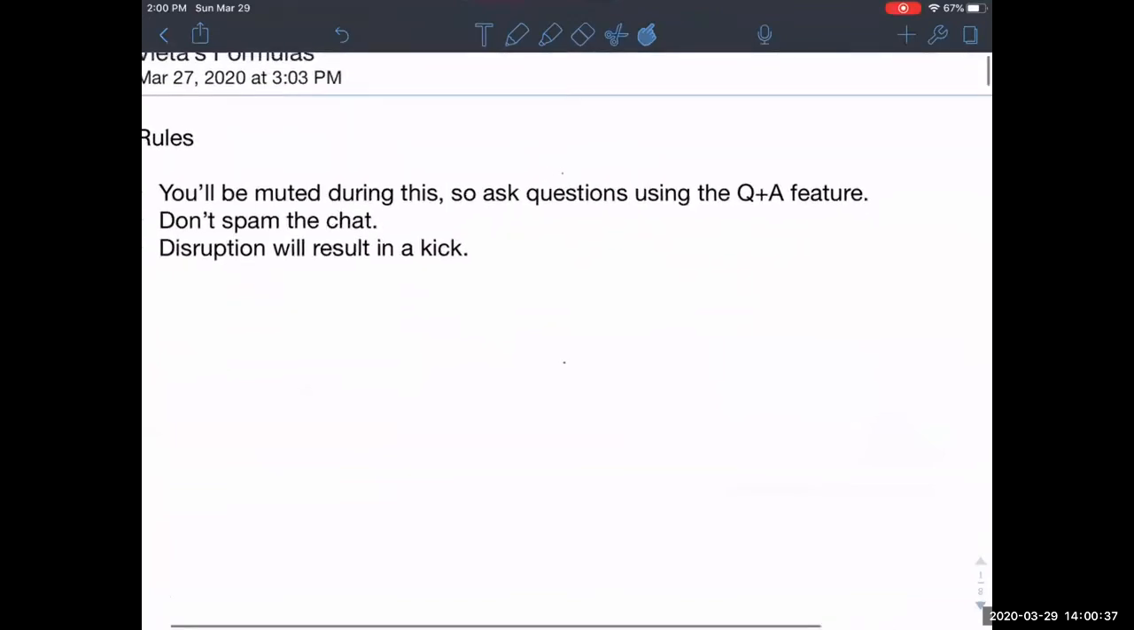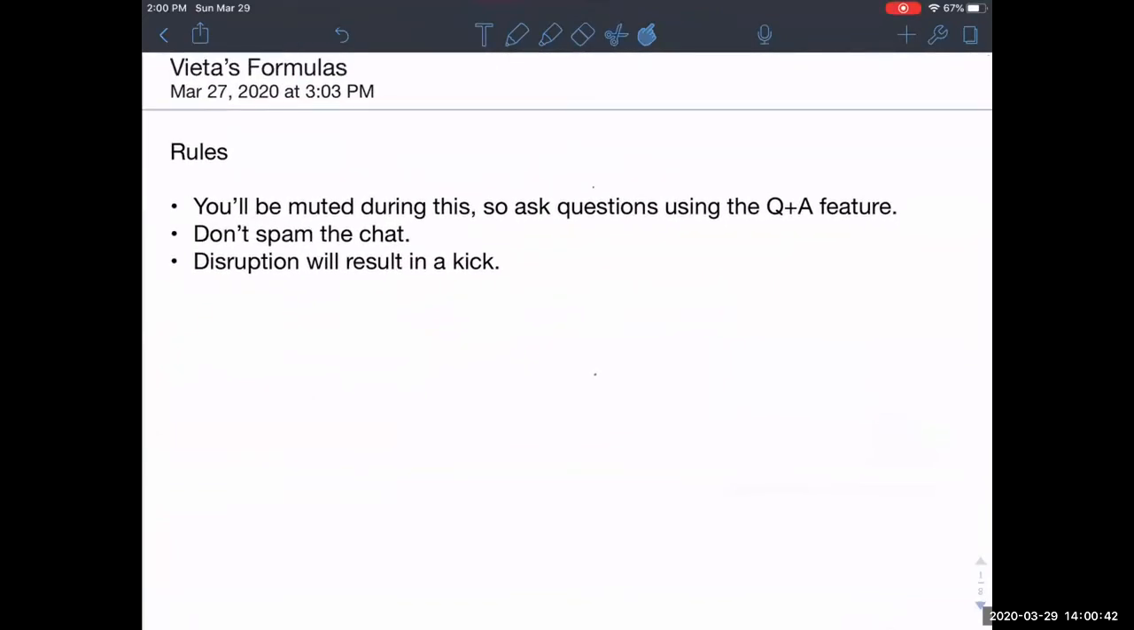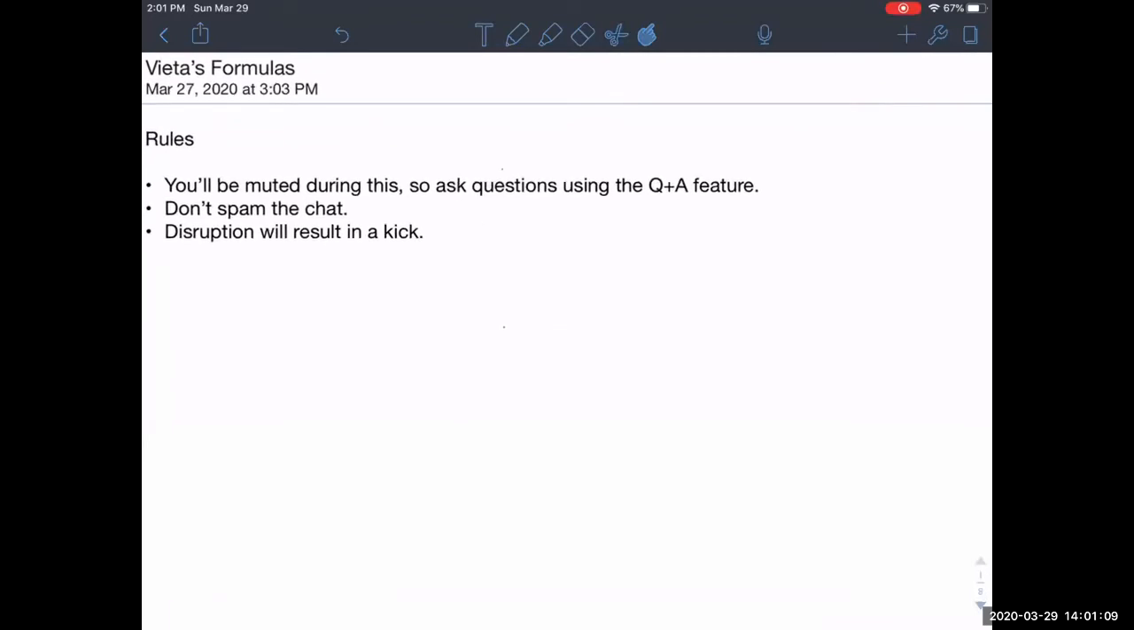Just some rules. You'll be muted during this whole thing, so ask questions using the Q&A feature. Don't use the chat. For that matter, don't spam the chat. Stop spamming bruh or whatever it is that you've been spamming. It's annoying. Also, try not to use the raise hand feature too much unless you actually have a question. Disruption will result in a kick, so try not to. I'd like to avoid that. But yeah, those are the rules that you have to follow, so just abide by those.